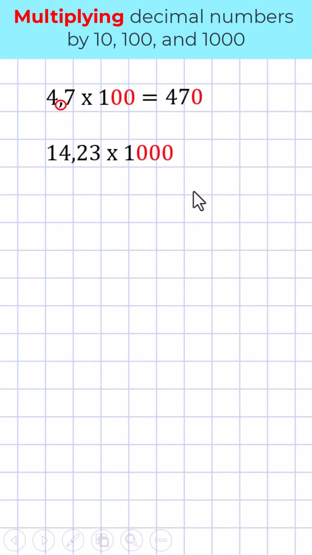Let's consider another example, 14.23 times 1000. In this case, the decimal point of the factor 14.23 should be moved 3 positions to the right, corresponding to the number of zeros in the factor 1000. Since the digits after the decimal point of the factor 14.23 are only 2, it will be necessary to complete the operation by adding a 0 at the end, resulting in 14,230.